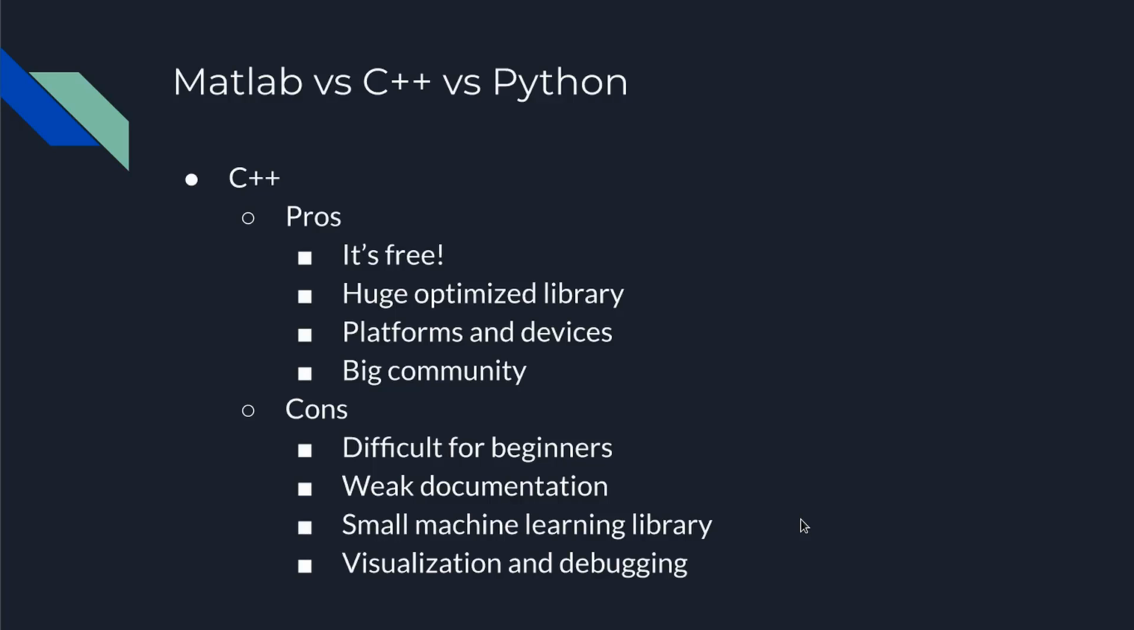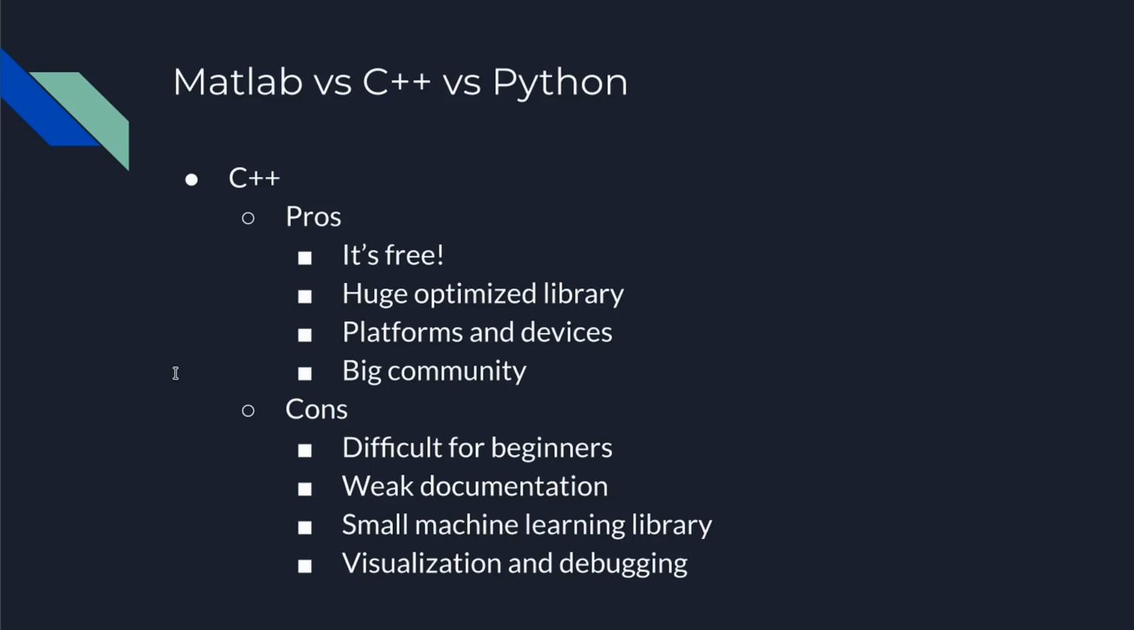Now that we saw the pros and cons of MATLAB, now let us look at the pros and cons of OpenCV for C++. So why should you use OpenCV for C++ for computer vision? So the number one pro is that it is free. Large parts of OpenCV for C++ are free. That is free as in free speech.